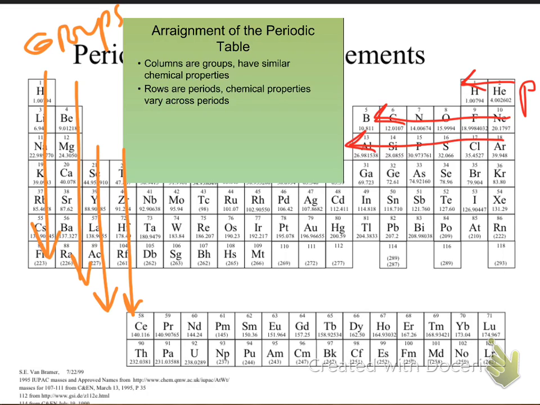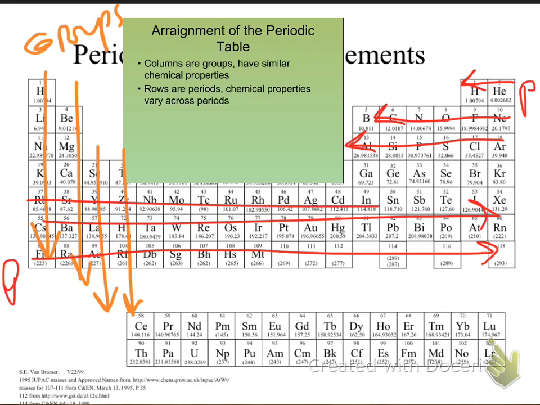And we usually actually talk about them in terms of going this way. Same way we read a book. But the periods are the rows. And within groups, we tend to see patterns of chemical reactivity and other chemical characteristics. Within the periods, there are some patterns, but they're not regular. So the place that we see regular, predictable patterns is really within the groups.